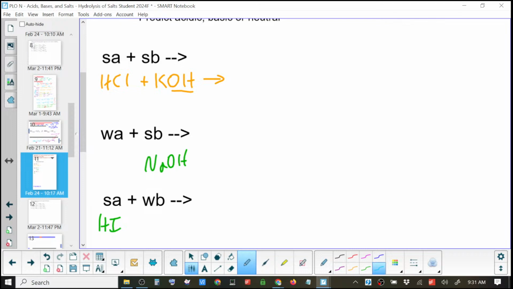Weak acid. HF. Isn't HF strong as hell? It's reactive as hell, but it's not strong. And then someone else who hasn't given me one, a weak base.